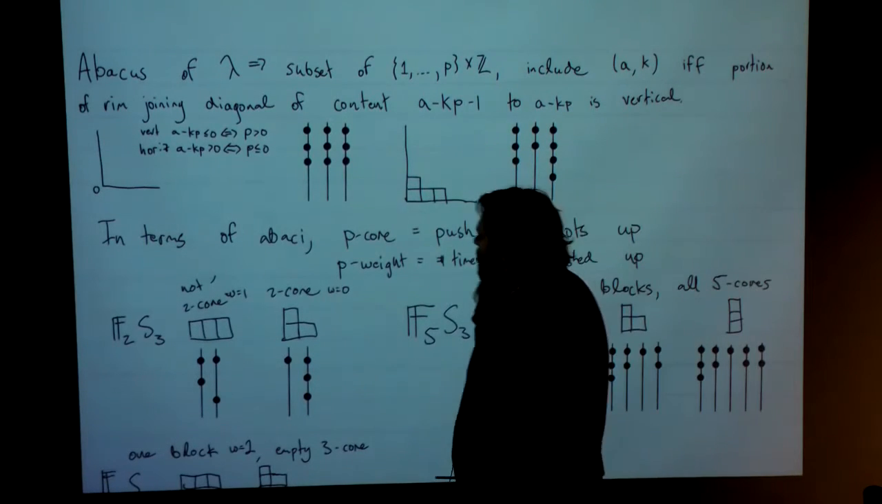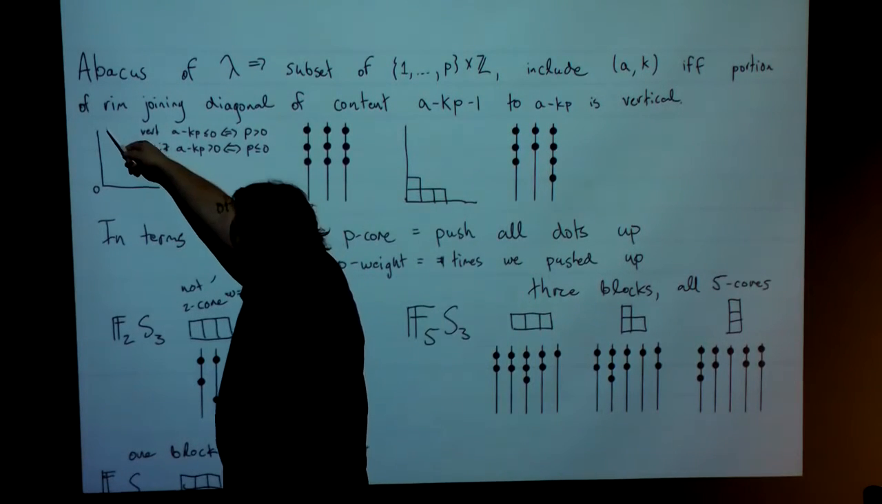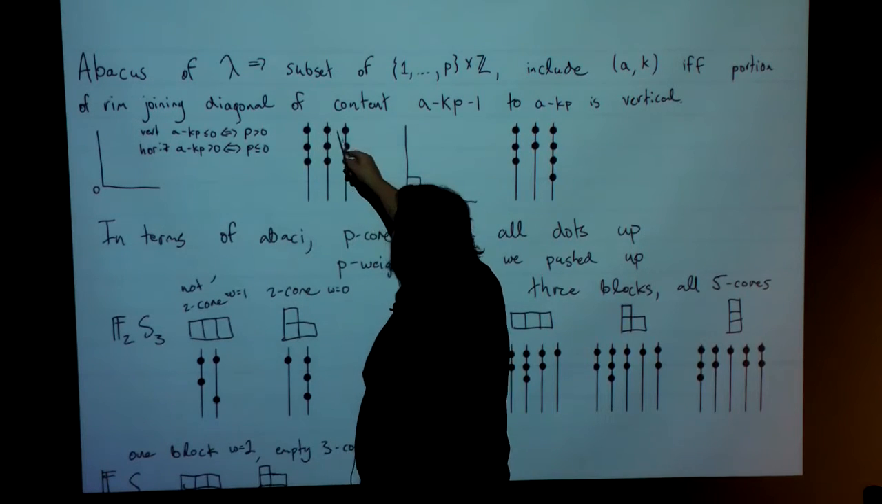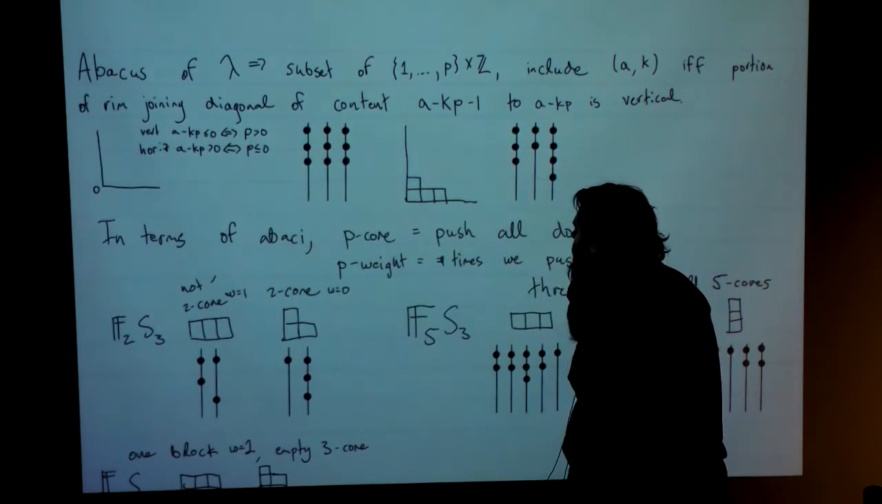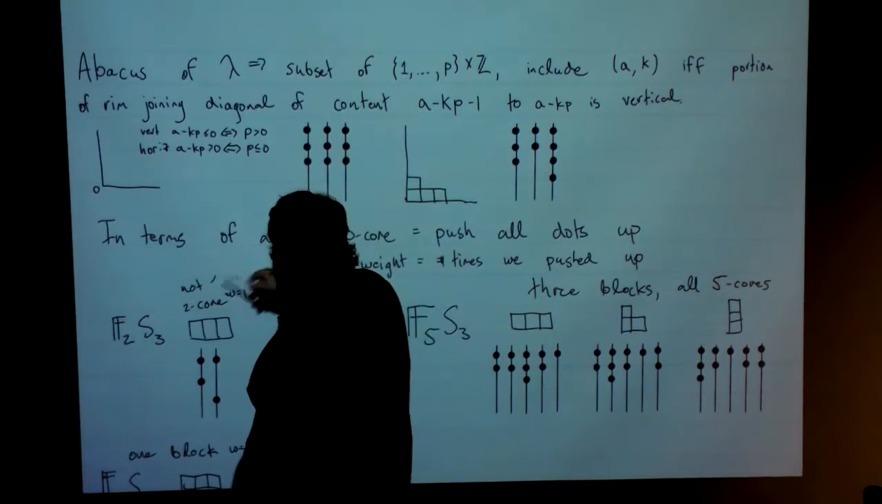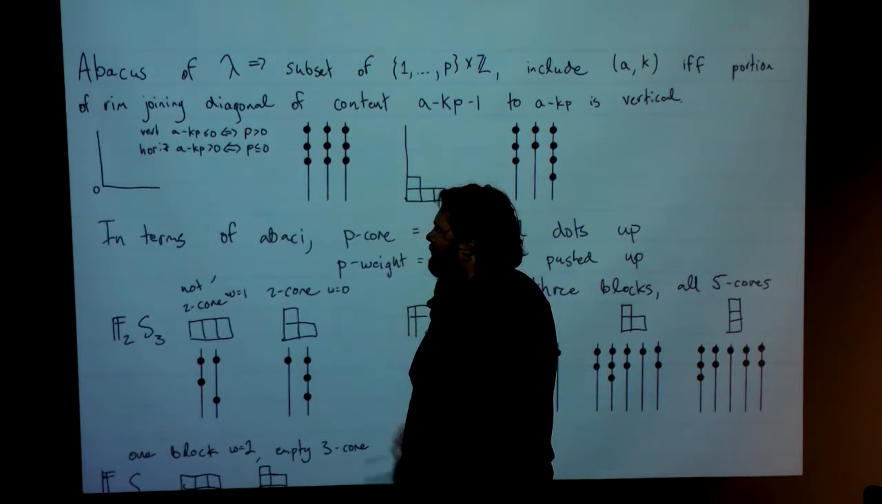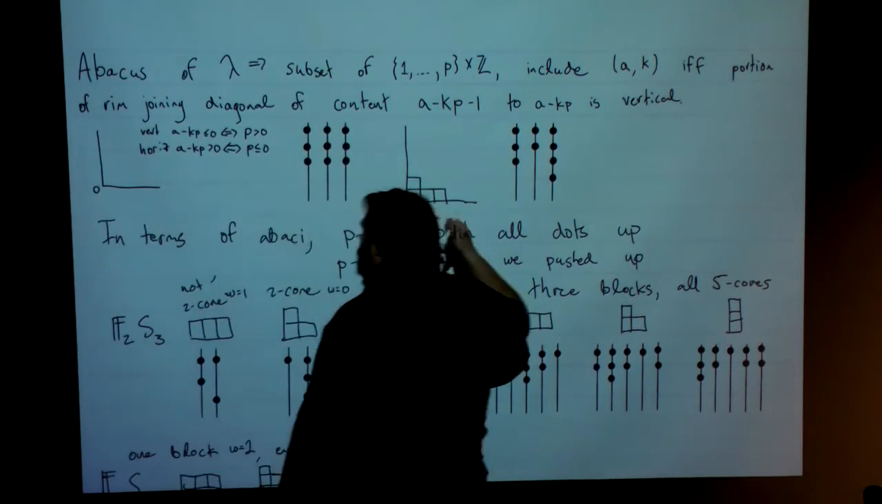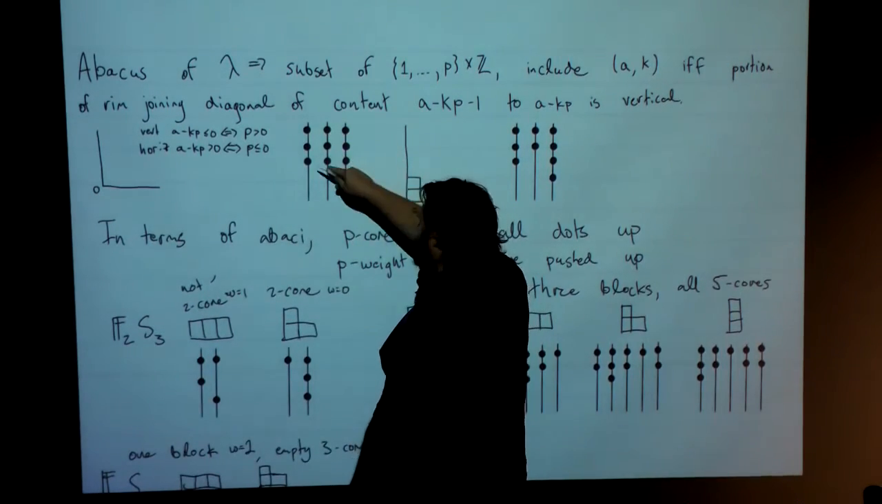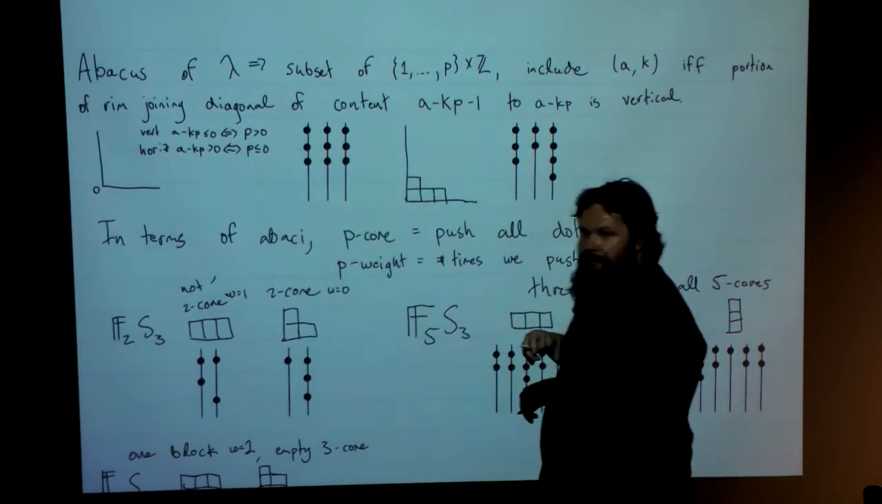I record this by, for every downward edge, I put a dot on my abacus, reading like this. And for every sideways edge, I leave an empty spot. So the empty partition is all downward and then all sideways, so I have all dots and then all empty.